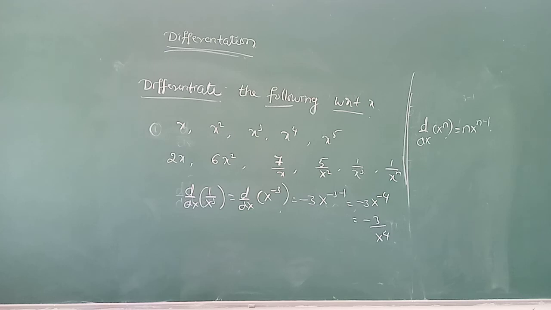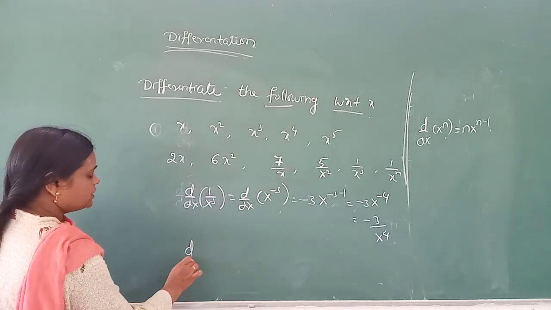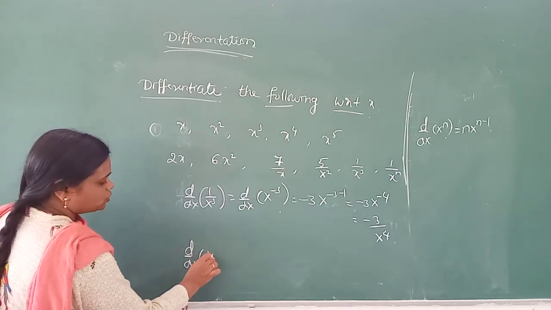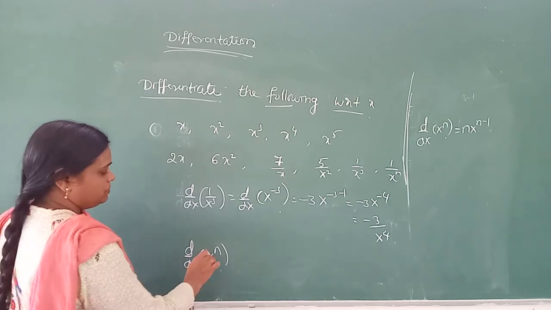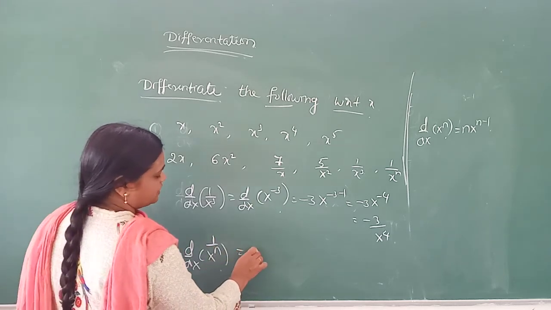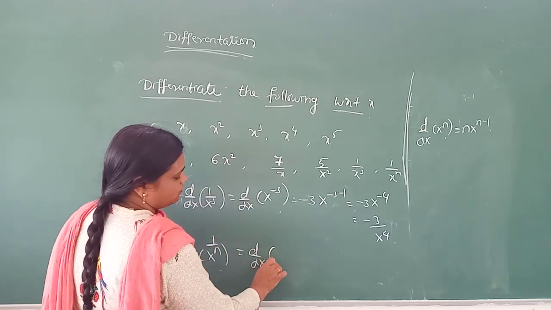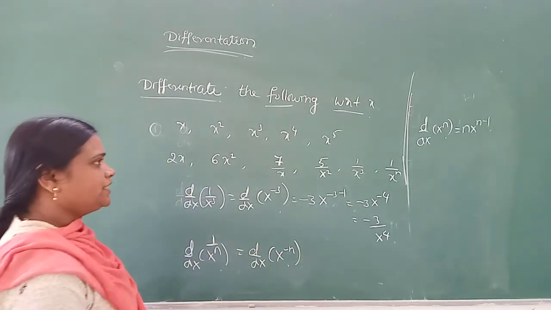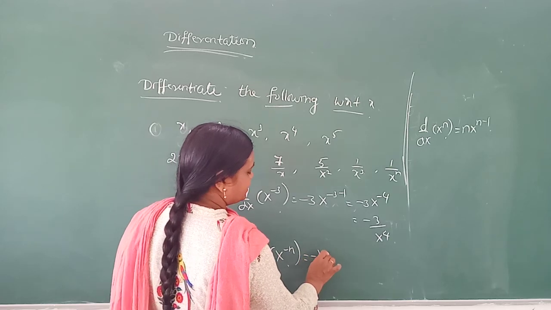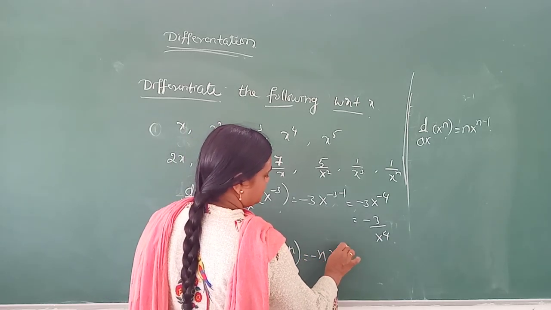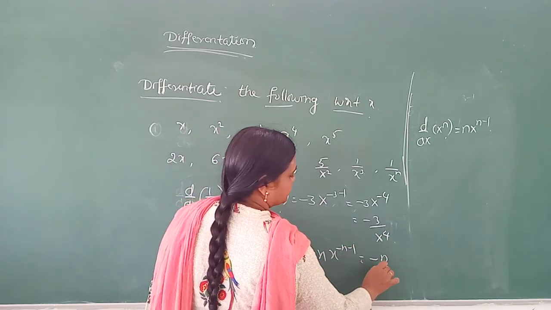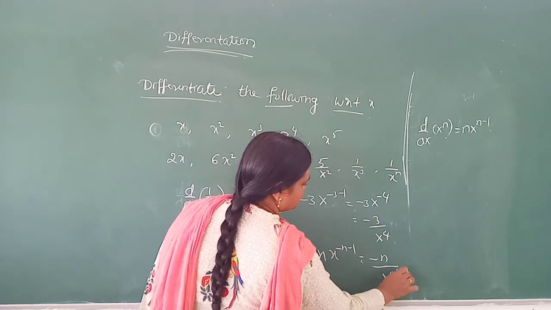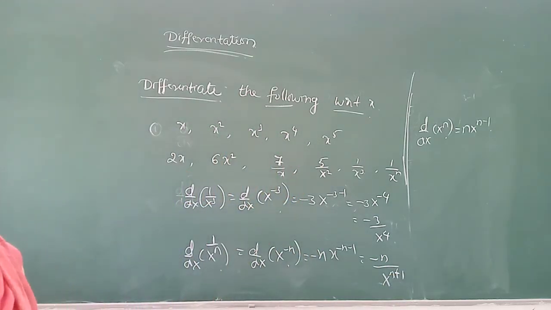Okay. Similarly, we can do the example d by dx of 1 by x to the power n. Means we can write this one as d by dx of x to the power minus n. According to the formula, we can write this minus n x to the power minus n minus 1, means minus n by x to the power n plus 1. Okay. In this way, we can do the given example.